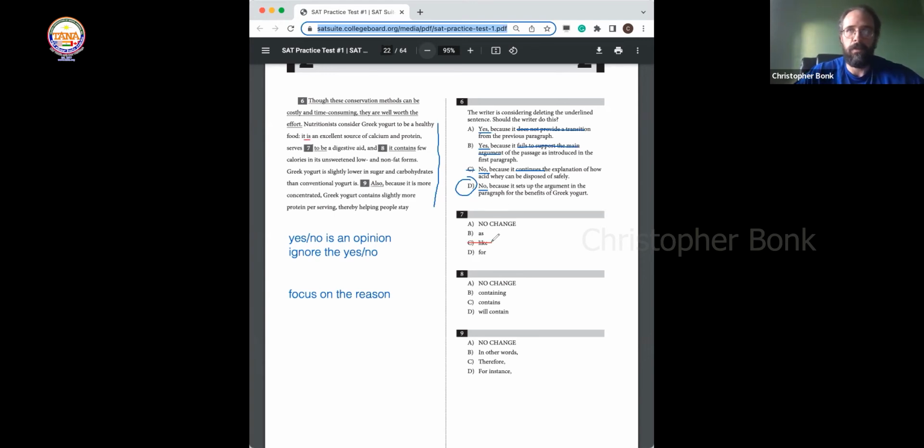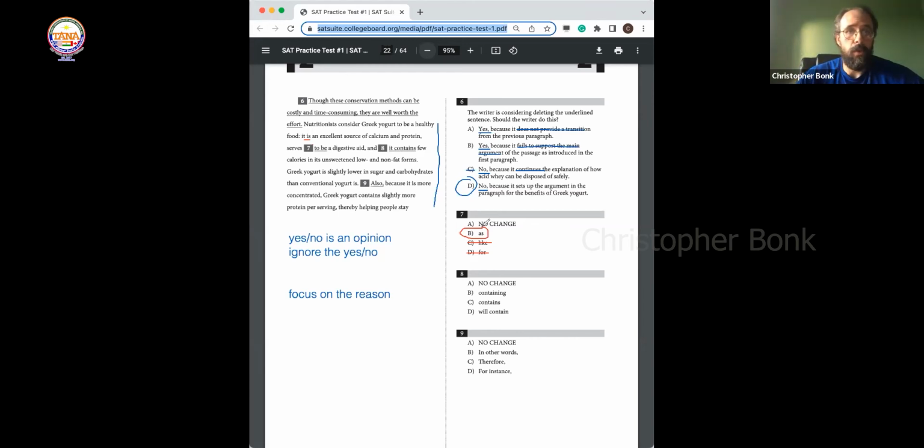Serves for would be like if you're working for someone and saying something else is the digestive aid, this is just merely the assistant. So that gets us down to either A or B. Serves as is going to be more efficient. Although they are communicating the same thing, serves to be is going to be a little bit overly wordy, especially with those back-to-back verbs. It's much more efficient, much more easily communicated by saying serves as a digestive aid.